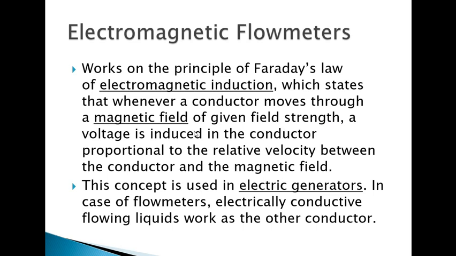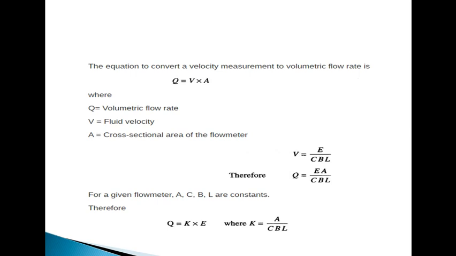When a conductor is placed in a magnetic field, and if that magnetic field is steady and the conductor is moving, an electrical field is generated, or we can say EMF is generated in the conductor. This concept is used in electric generators. In the case of flow meters, electrically conductive flowing liquids or fluids work as a conductor. So here we are taking that liquid as a conductor. Let us see what happens inside.